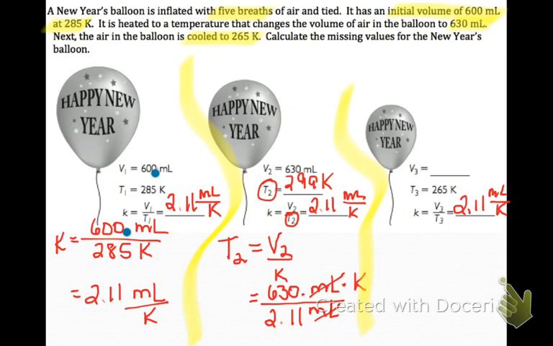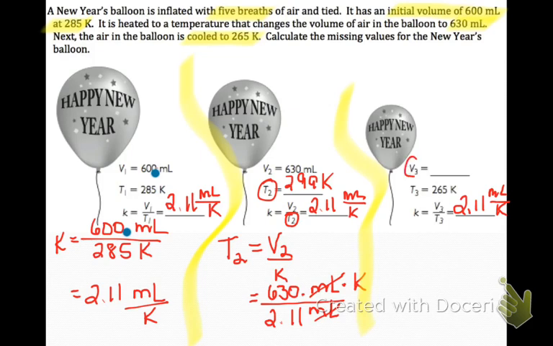And let's do the third one. So we're trying to figure out what V3 is. We have T3 and K. Before we even do this, we know that from T1 and T2 to T3 we decrease the temperature. So if we decrease the temperature, the overall volume should be smaller than both the first two trials. So let's plug this in.